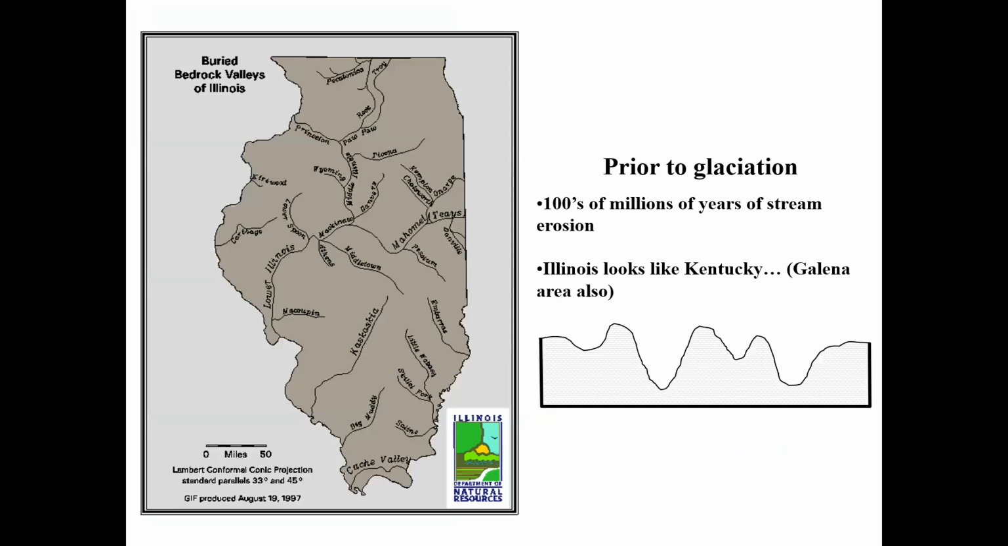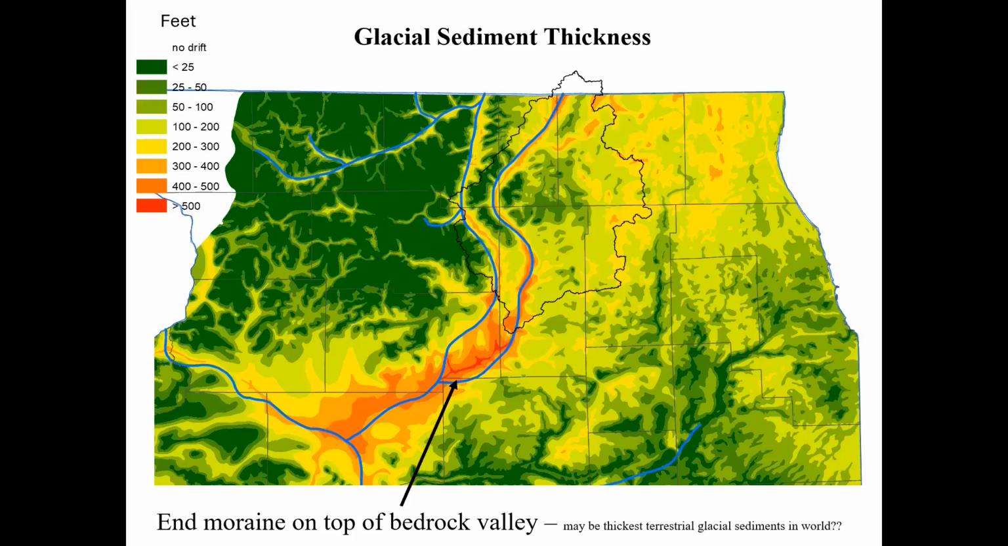So if we go back to before glaciation, go back a few tens of millions of years, again, the Mississippi came in this direction, the Taze Mohammed came across and went this direction towards the Mississippi. We've got the Rock and the Troy that meet up at the Pawpaw Valley. Illinois looks like Kentucky. It's a bedrock landscape that's highly dissected by river systems. Then we get covered by ice.